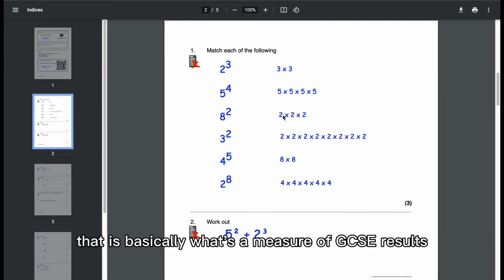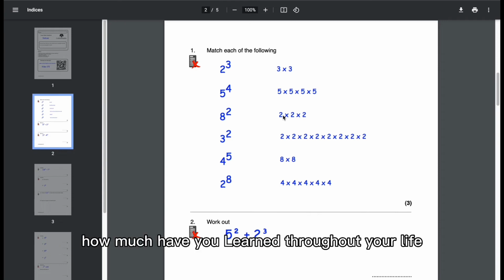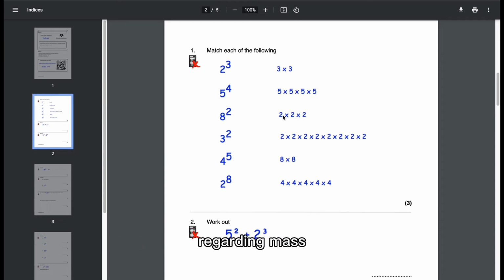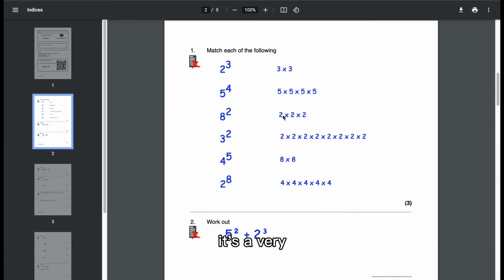That is basically what a measure of GCSE results are, what a grade 9 is, what a grade 8 is, and so on. How much have you learnt throughout your life regarding maths? If you look at maths in particular, how much have you learnt? So it's fine to get a question wrong. I would rather get questions wrong and learn from them than just think that I know everything that is right. That I'm sorted, I'm going to get a grade 9 in GCSE Maths, because you haven't properly used those exam papers. It's a very, very important topic.